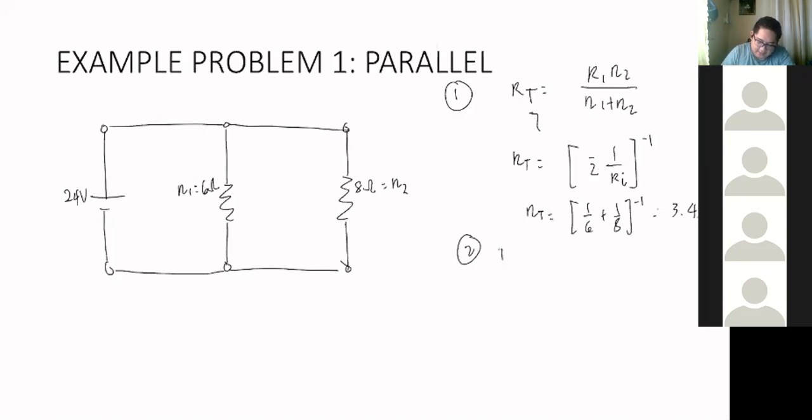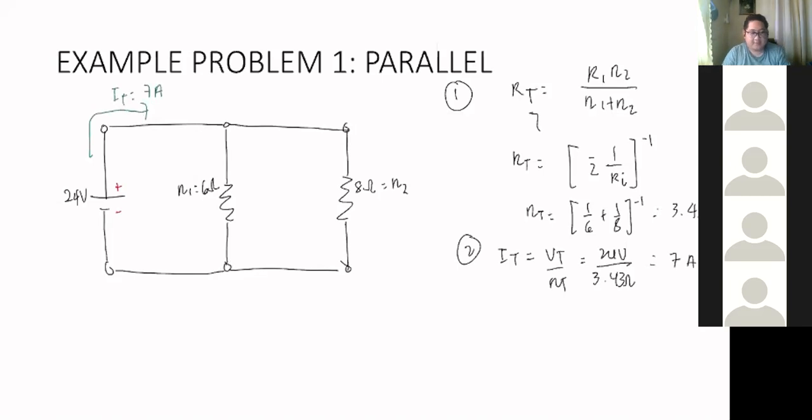Next is si IT. Again, is VT over RT. So we have 24 volts over 3.43 ohms. So ilan yan? So pag yung complete yung gagamitin natin, divide natin sa 24, equals yan sa 7 amperes. Okay? So, ibig sabihin ito yung plus, minus. Then, ito yung nagpo-flow sa kanya. Current na 7 amperes. Okay?